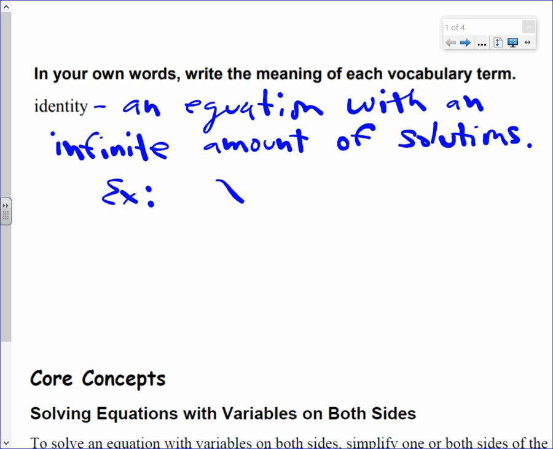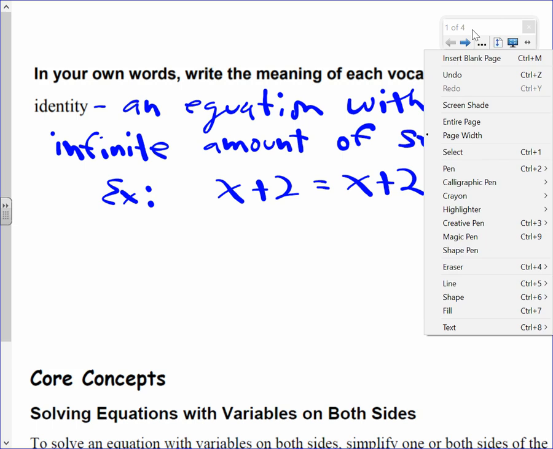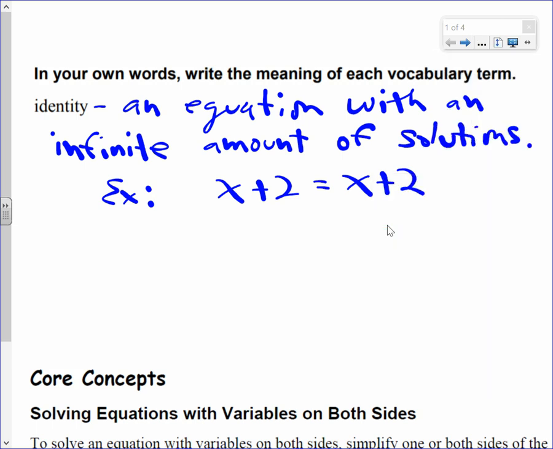Write this with me. X plus 2 equals x plus 2. This would be an example of an equation with an infinite amount of solutions. Let me demonstrate. You just do one demonstration with the first one I'm going to put in, but I'm going to use guinea pig numbers, just any numbers we could think of, like our favorite numbers.